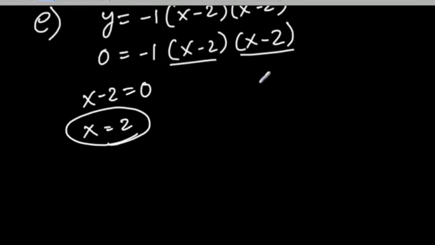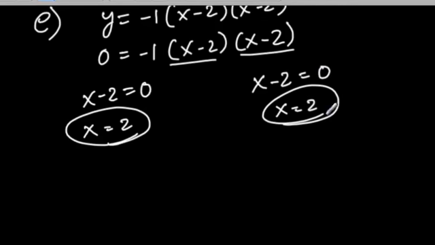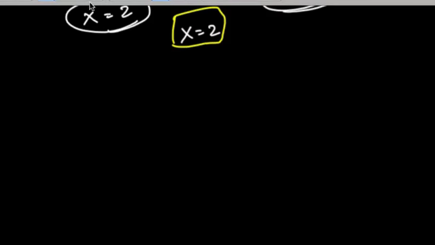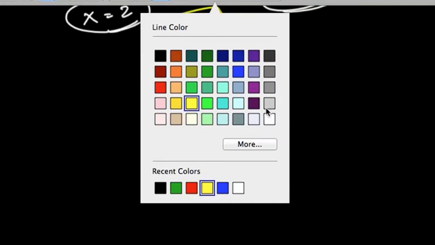And then again, for this one, we can do x minus 2 equals 0, which is x equals 2. So since they're both the same, there's really just one solution, which is x equals 2. And this is the final solution. There's only one intercept. All right? And we'll see what that means graphically in a second.